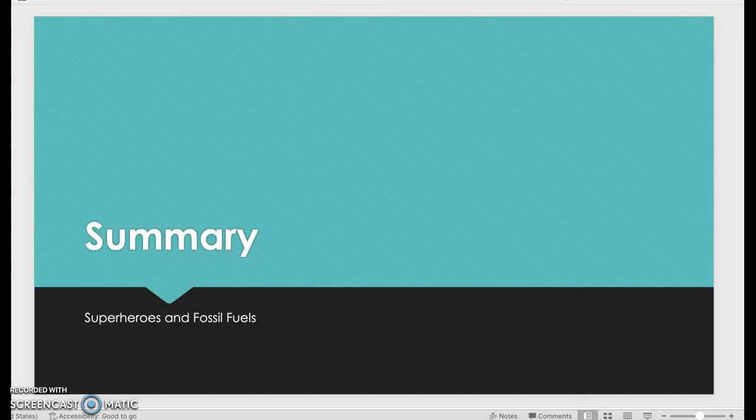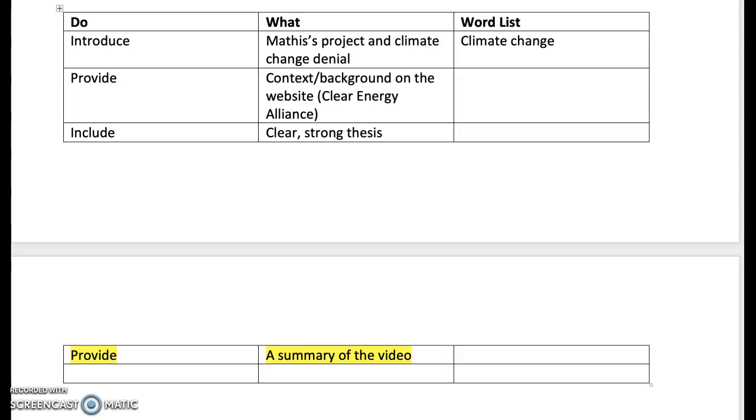Today we're going to write our summary for Superheroes and Fossil Fuels. When we return to our do what chart, we see that part of what we need to do is provide a summary of the video, and that's what we'll be taking care of today. Please remember to open up your do what chart that has the prompt and add your summary here, as well as uploading it to Canvas.